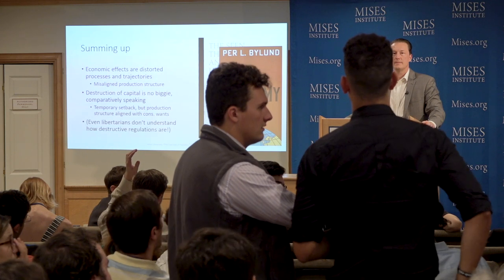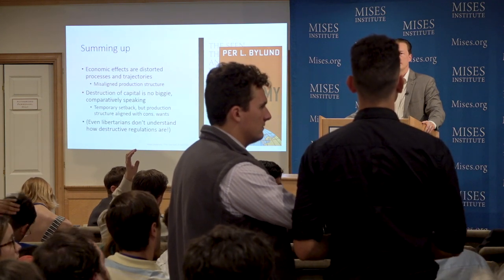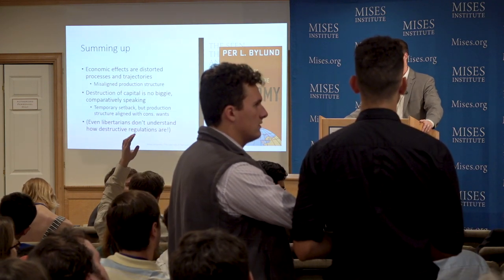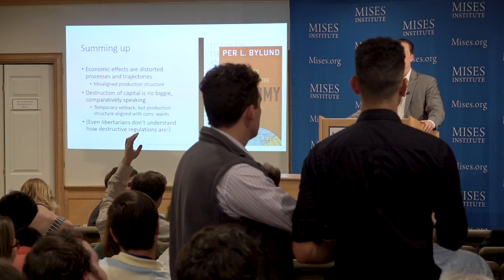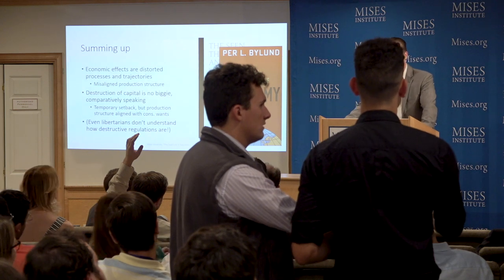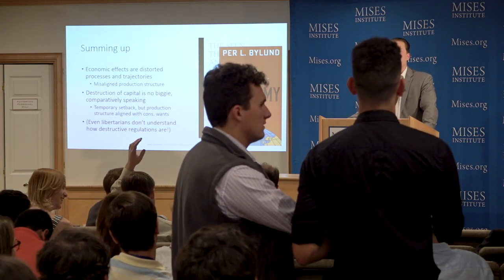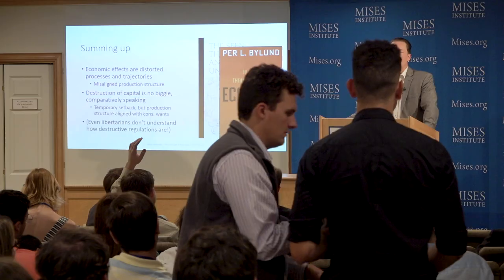I was going to ask, we have a lot of regulations in the country right now. If you could choose, I mean, they're all bad, but if you could choose which regulations to get rid of first, let's say you got into power, which ones would you think need to go away right away?